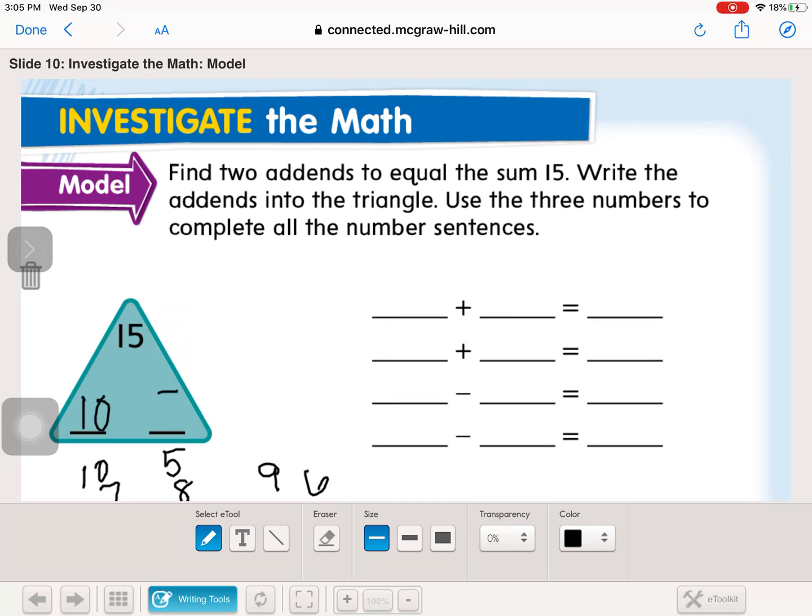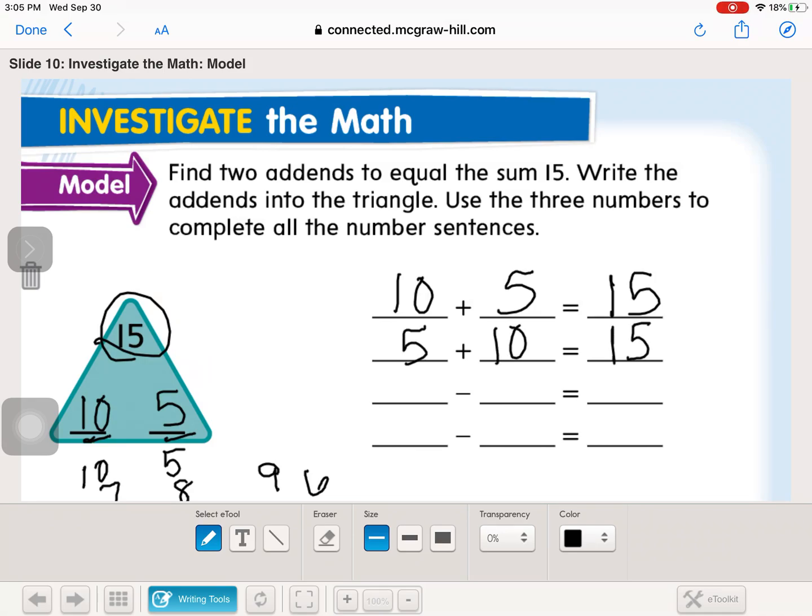I'm going to go with 10 and 5, mostly because we know 10 is the magical number, and Miss Stiles loves the magical number. Okay, so then I'm going to write in, these are my two parts, right? 10 and 5, and that equals 15. And then I switch my parts, 5 and 10 equals 15. And then for my subtraction, I have to start with the biggest number, which is our whole, take away one part, find the other part, start with my whole, take away the other part, and find that missing part.